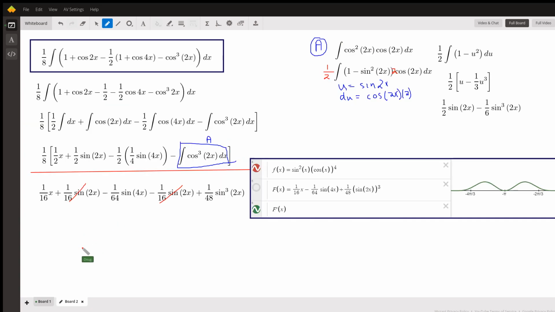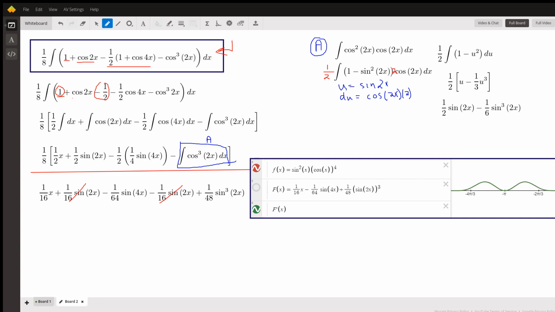All right, so let's go to board 2. There's the original that we're working on. There are several ways to work through this, but if we take the antiderivative of each of these terms, well, I should notice that 1 minus a half is 1/2. That's why we have 1/2 the integral of dx, integral of cosine of 2x, minus 1/2 the integral of cosine 4x, minus the integral of cosine cubed.